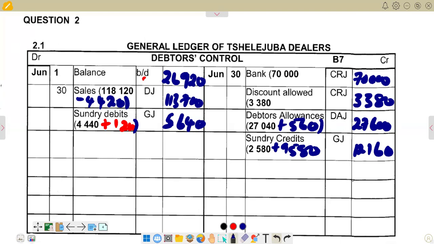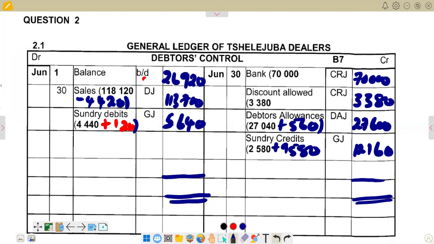So we can just leave a line there and put our double lines and try to see which one is the bigger total. So when you're balancing, what you are supposed to do is you add the total of the credit and then you add the total of the debit. And then you find the difference. So if you add there, remember the bigger total is the one that is supposed to come in between the double lines. And then the side that has the smaller total is where we are going to have our balance CD.